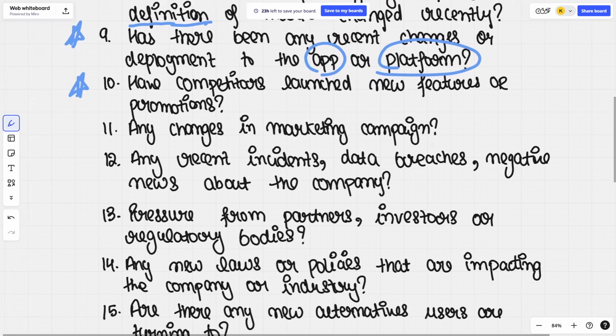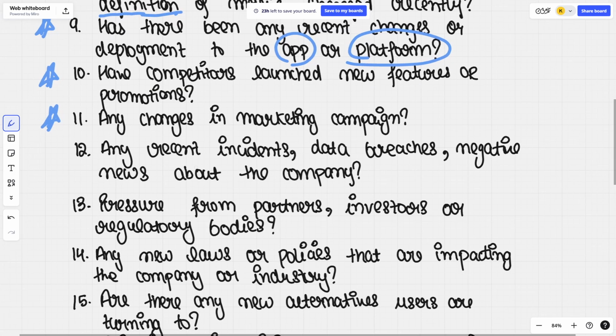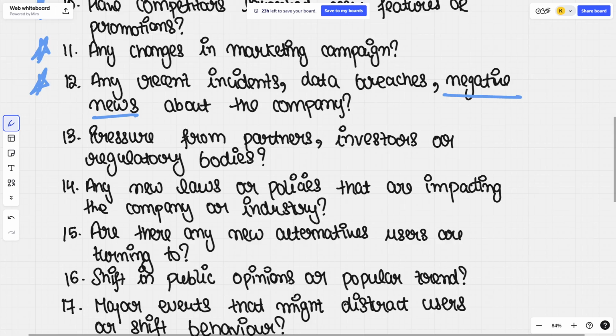Any changes in the marketing campaign? This is also a common question. Any recent incidents, data breaches or negative news? This is also a common question. Next is pressure from partners, investors or regulatory bodies. You can ask this when we are talking about startups generally.